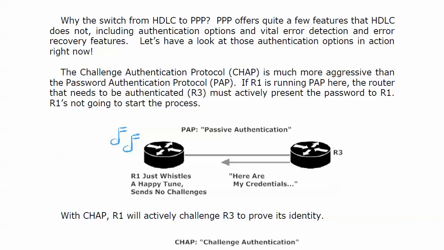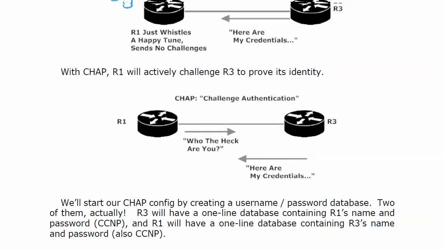Now, we have here PAP and CHAP, the Password Authentication Protocol versus the Challenge Handshake Authentication Protocol. PAP is kind of like walking up to a sleeping security guard, tapping him or her on the shoulder to wake him up, and saying, here's my pass, can I come in? In this case, if router 1 is authenticating router 3 and we're using PAP, it's very passive authentication. That's not what the PA stands for, but it probably should. Router 1 is just sitting there minding its own business, and then router 3 comes up and says, here's my password.